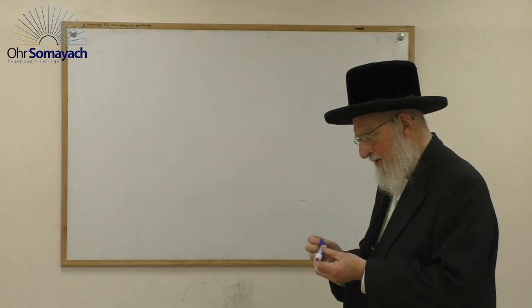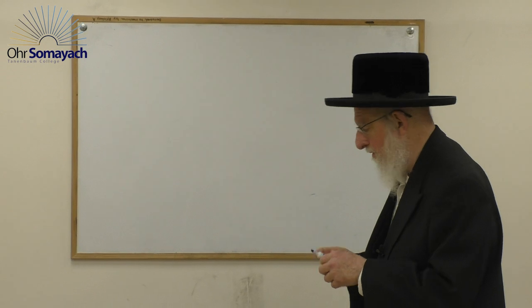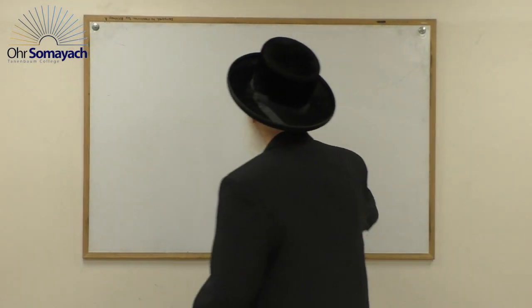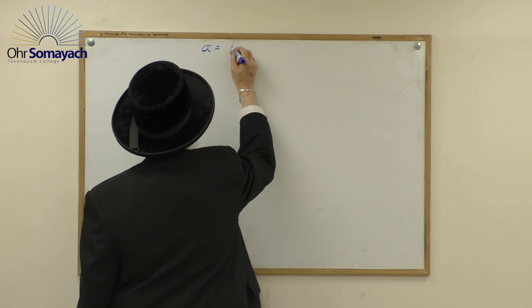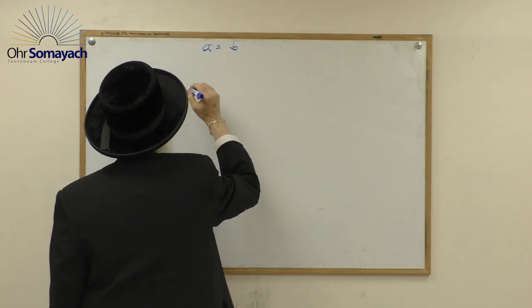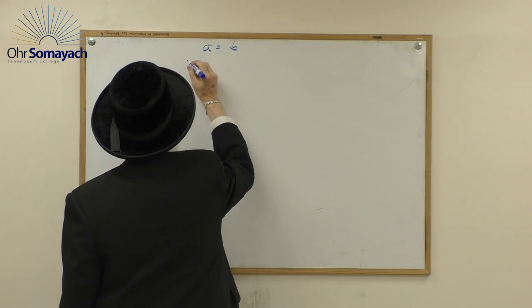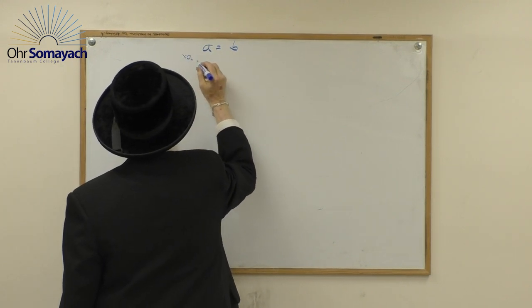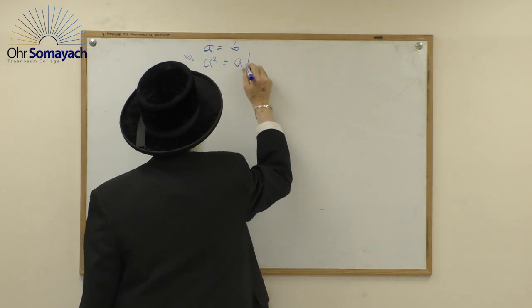If you've seen this before, allow the others to absorb it on their own and get the message from it. We start with the assumption that A equals B. Okay, now we multiply both sides by A. So you get A squared equals AB.